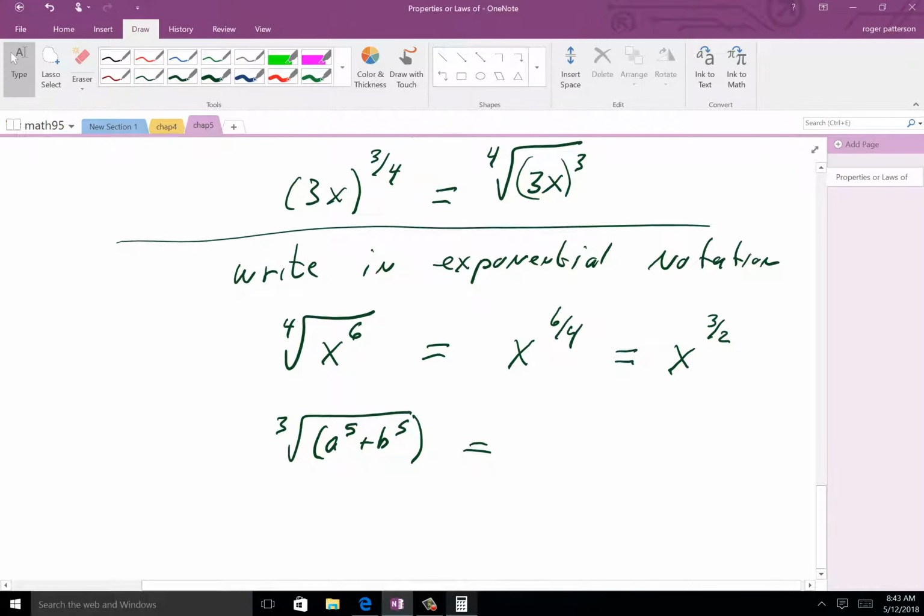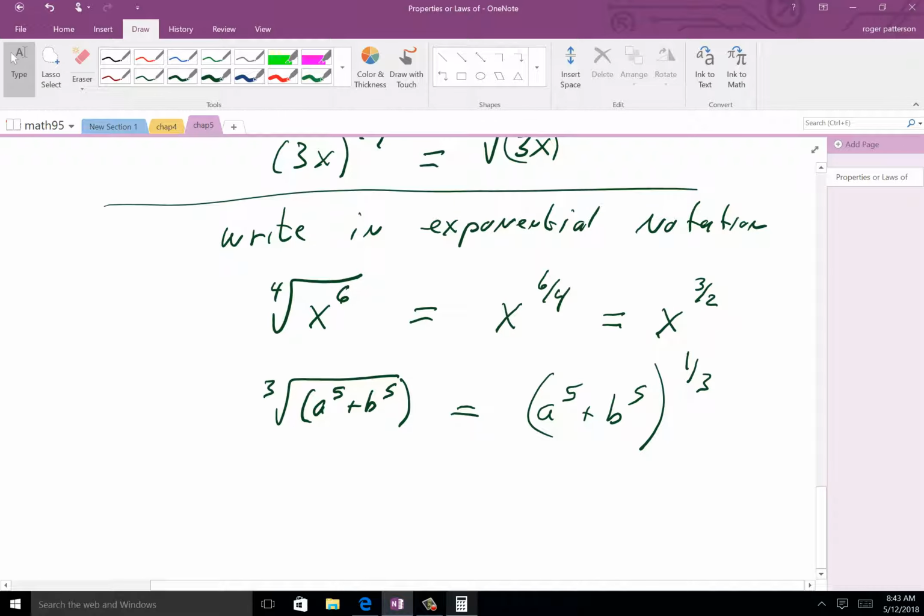Okay, here we go. This one's a little trickier. What's going to be the root? What would be the power on this? What root is it? 3. So then we're going to take a to the 5th plus b to the 5th in parentheses to the 1/3 power.